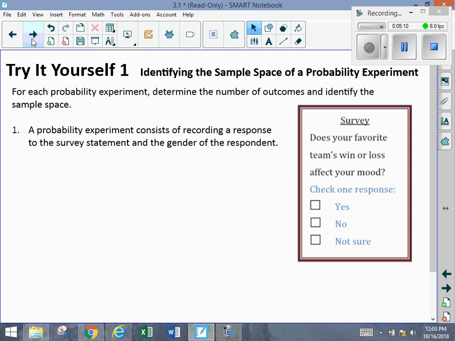Let's identify the sample space of this particular experiment. We're going to determine the number of outcomes and identify the sample space. We do an experiment consisting of recording a response to the survey and the gender of the respondent, assuming that they would answer only male or female.